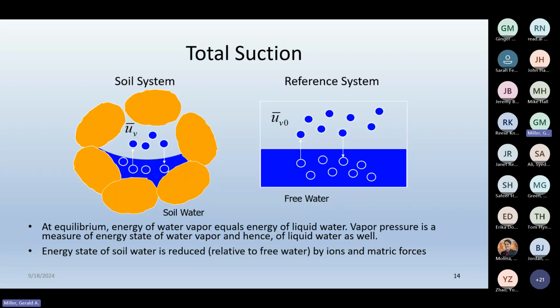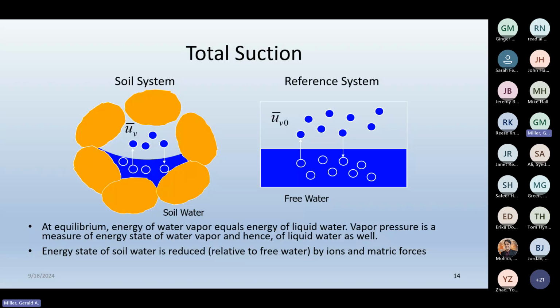So at equilibrium, and that's how we measure this suction, it has to be an equilibrium condition. At equilibrium, the rate of evaporation of water molecules equals the rate of condensation. What that means is that the energy state of these water molecules in the vapor and the water are the same. So if we know the energy state of the vapor, we know the energy state and the suction of the water phase. And that's what we're interested in, right? Because it's the water phase that's interacting with the solid and affecting the stresses. Does that make sense? Okay.